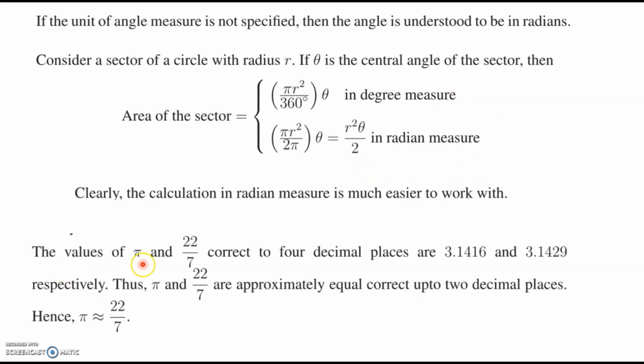The values of pi and the ratio 22 by 7, correct to 4 decimal places, are 3.1416 and 3.1429 respectively. For pi it is 3.1416 and for 22 by 7 the value is 3.1429. Thus, pi and 22 by 7 are approximately equal, correct up to 2 decimal places. Hence, pi is almost equal to 22 by 7.